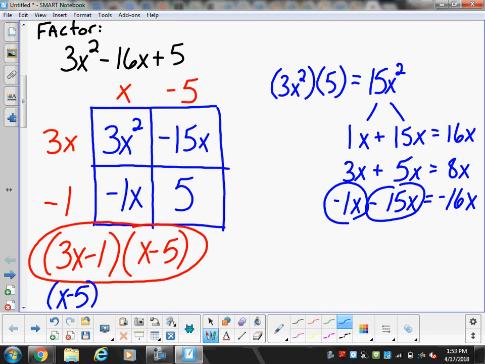Now, if you had put the negative 1x and the negative 15x in those opposite spots, you may have had this instead: x minus 5, 3x minus 5. Oh, sorry, 3x minus 1. But as long as the parentheses are the same, it doesn't matter which order they're in. So it's 3x minus 1, x minus 5. Flip-flop is fine as long as both sets of parentheses are there.